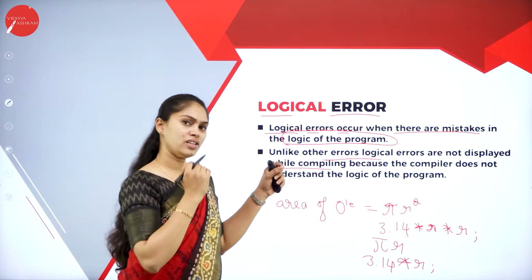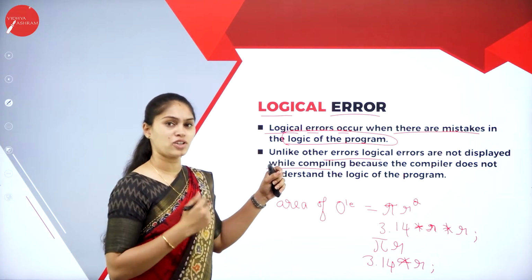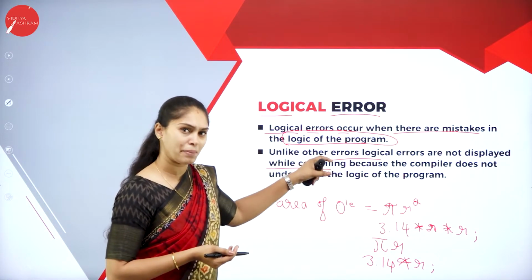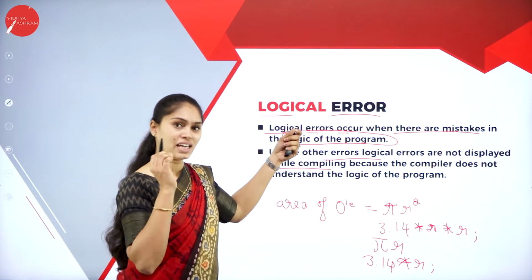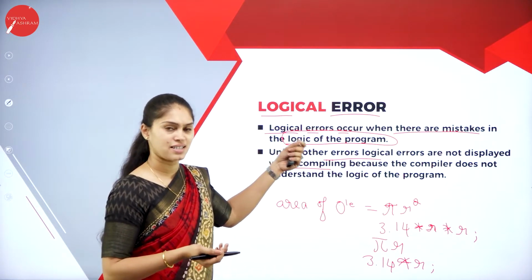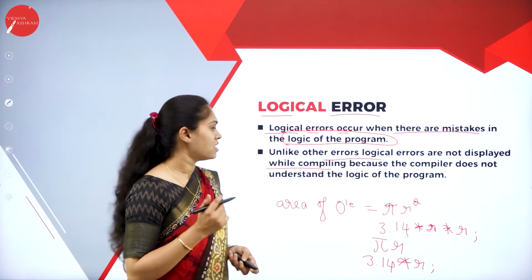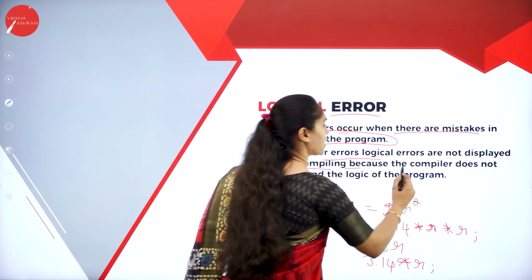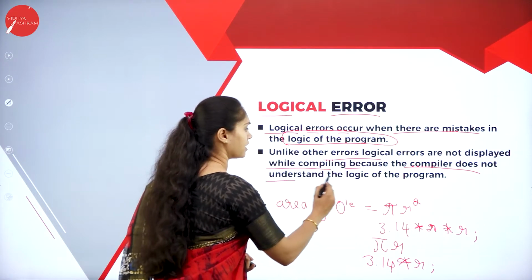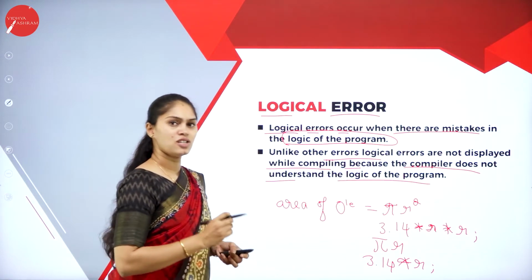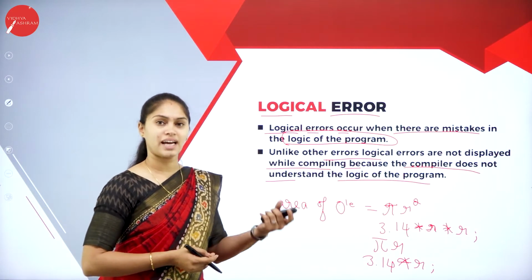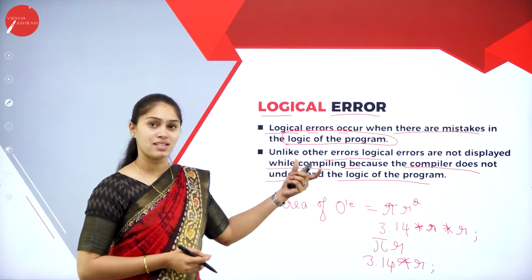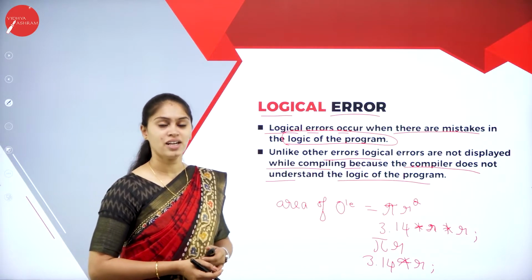So compilation, if it is okay, then we are going to run the program. When we are compiling, if there are any logical errors, they won't be displayed on the screen, okay? Because the compiler does not understand the logic of a program. Only if the compiler got to know the logic would it make the corrections. But the compiler does not know the logic of that program.